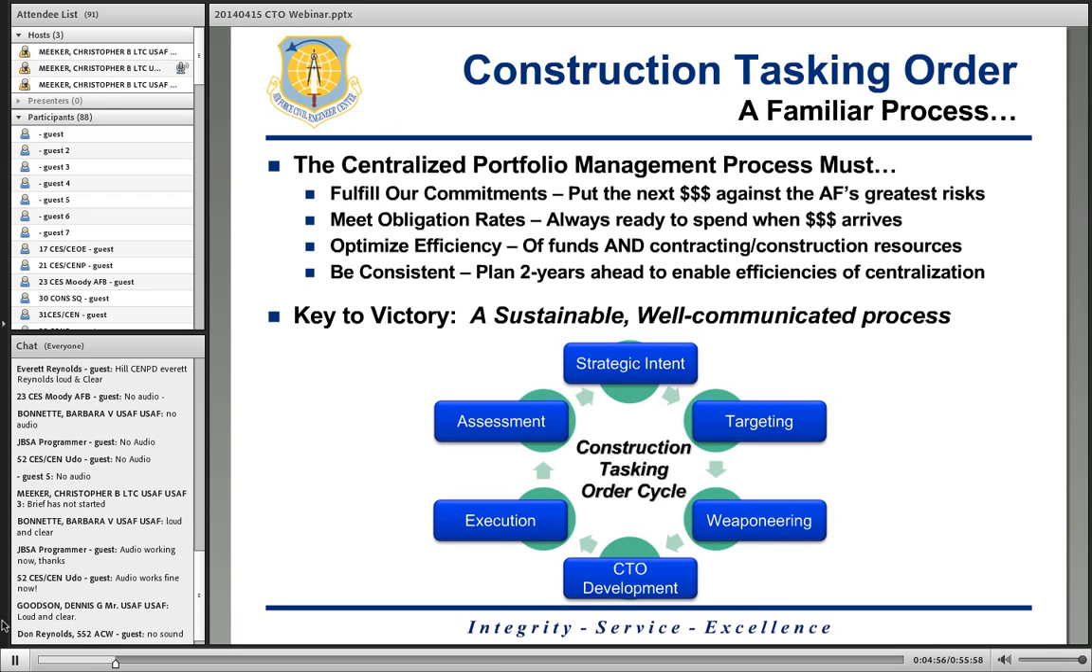The construction tasking order is a familiar process, but 2 of the key points to centralization that were briefed, and the selling points on saying we should do this, are that A, the Air Force should finally be able to practice asset management by funding the worst first, and part 2, that we'd be able to move our obligations to the left, earlier in the year, because we're going to have improved planning over a 2-year cycle.